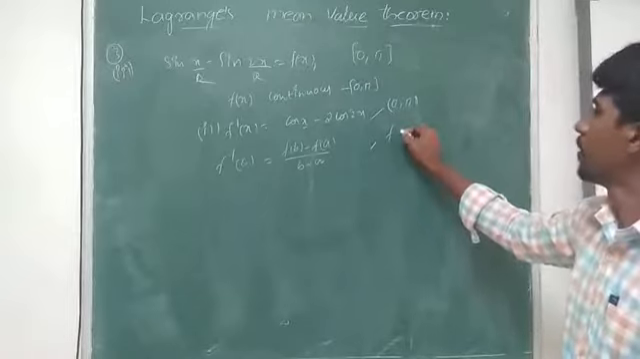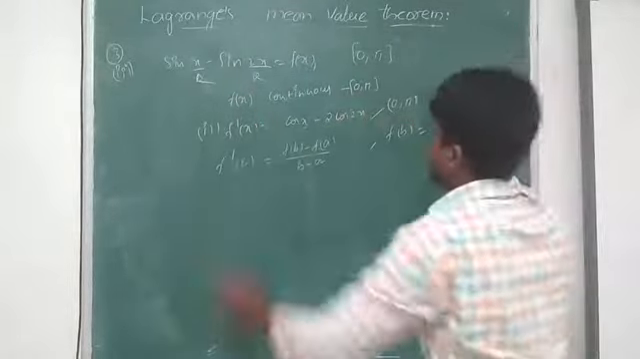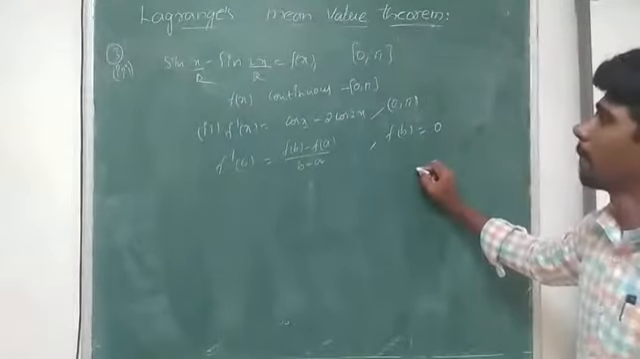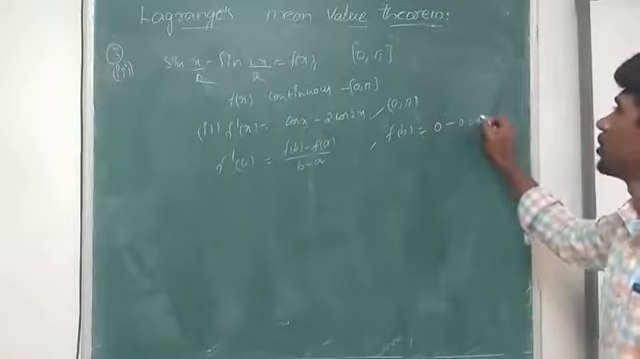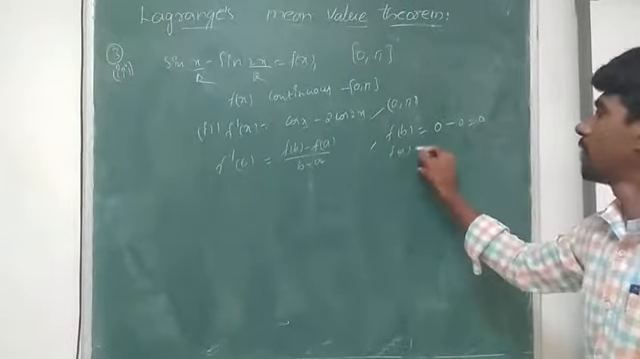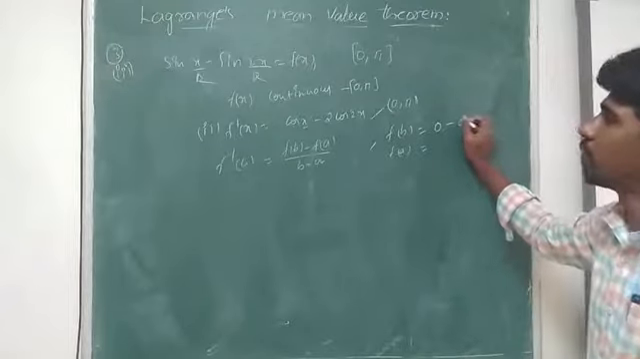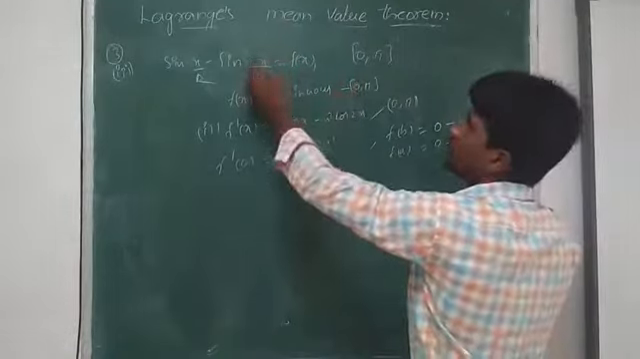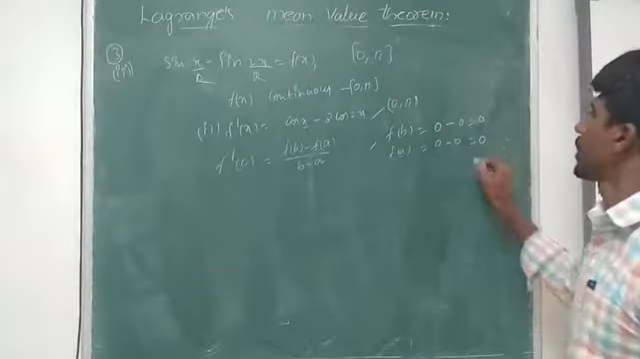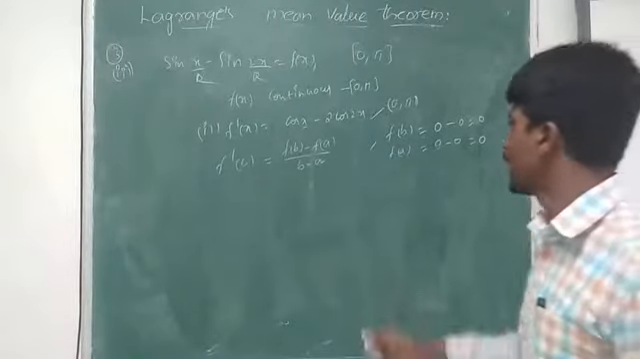F of B is equal to sin pi, 0, minus sin 2 pi, 0. So I got 0 here. F of A, what is f of A? Sin 0 minus sin 2 into 0. So I got f of B as well as f of A as zeros, and f dash of C.